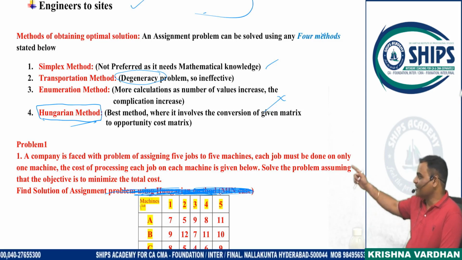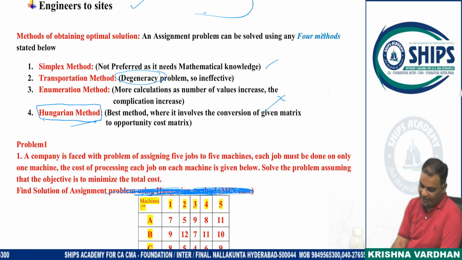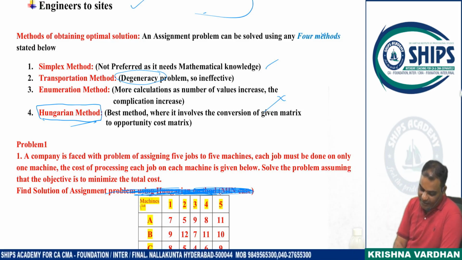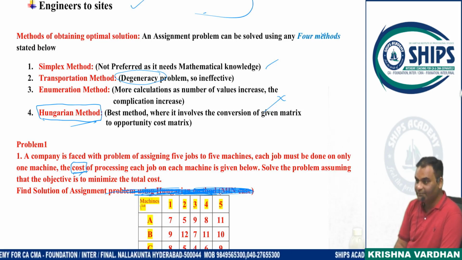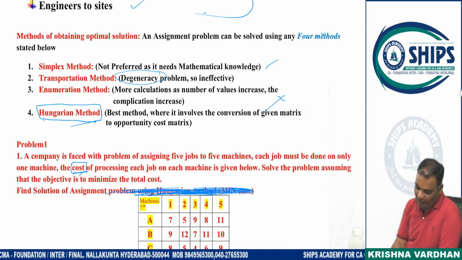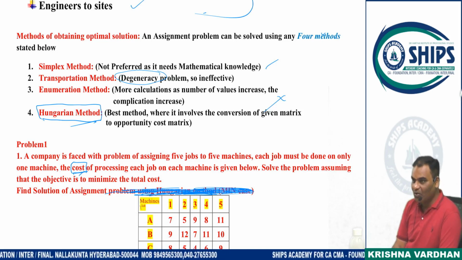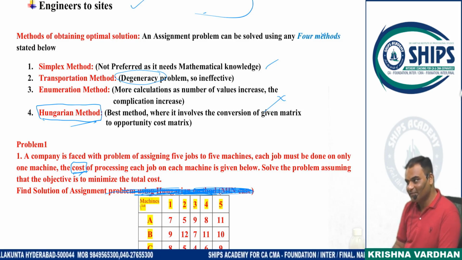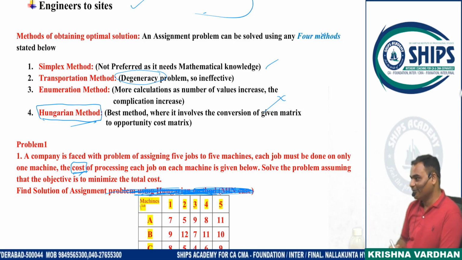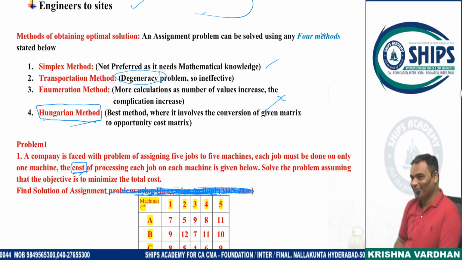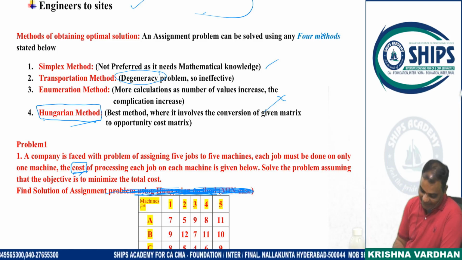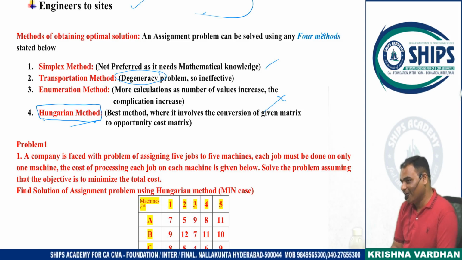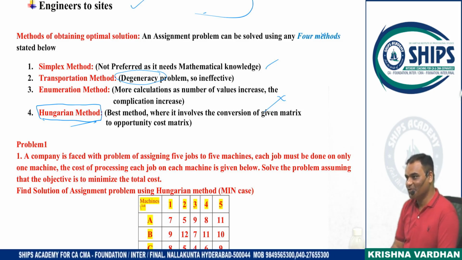So what is he saying? He's saying there are 5 jobs and 5 machines. Each job must be done only on one machine. The cost, can I underline this word? Cost of processing each job on each machine is given. So whether it is a maximization problem or minimization, there is a word called cost. Why did I strike it off? Because there was an answer in the question. So now I think I'll unstrike it. See? So if it is cost, what method will you apply? Hungarian method. Have you understood this point now?